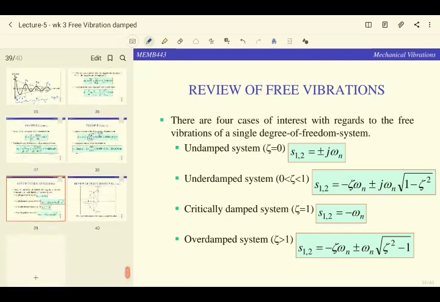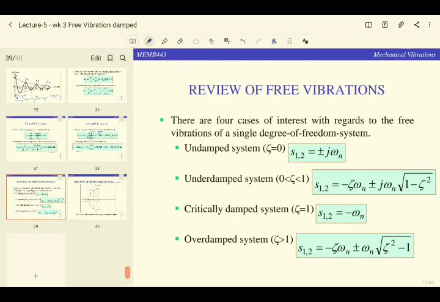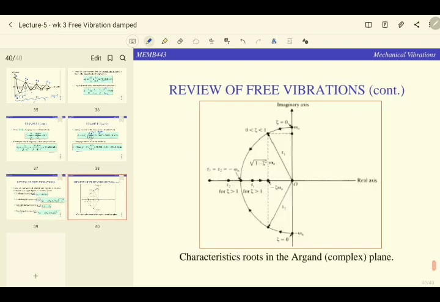So this is an overview of what we have covered before. We talked about undamped, where zeta is 0. We have an underdamped system, less than 1. Critical system equals 1. Overdamped is more than 1. It's easy, normally we memorize: over means more than 1, under means less than 1. And in between you have the critically damped condition.